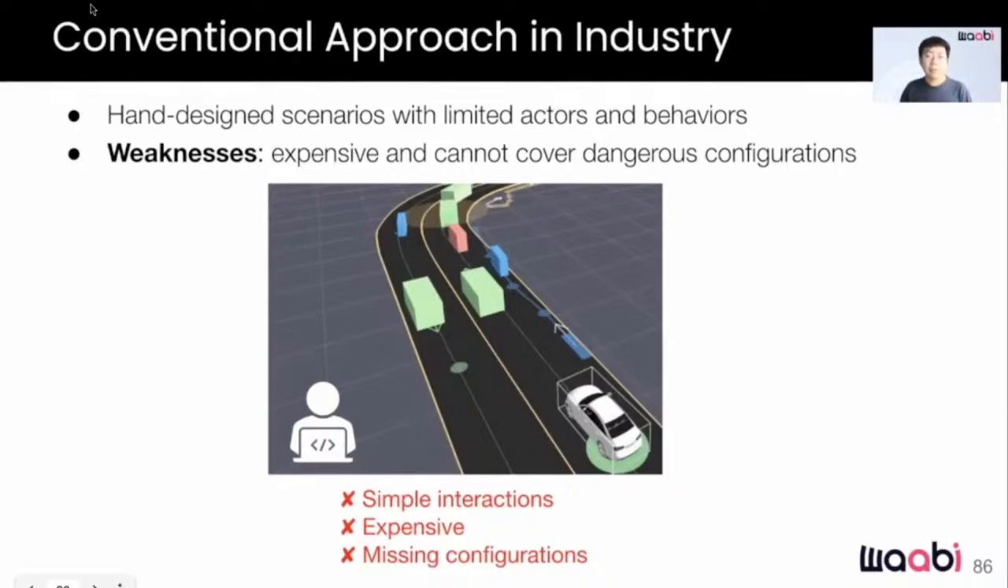While such scenarios are valuable, they only evaluate simple interactions with the SDV and do not test complex multi-actor interactions, such as lane merging and unprotected left turns in dense traffic scenes. Moreover, human involvement makes this process time-consuming and difficult to scale. Manual design may also result in missing testing configurations that identify unexpected failure modes.